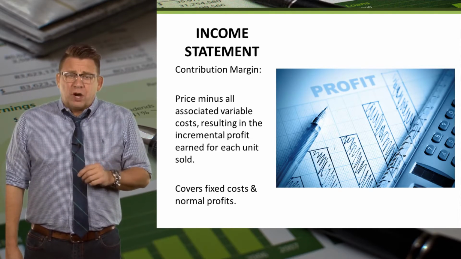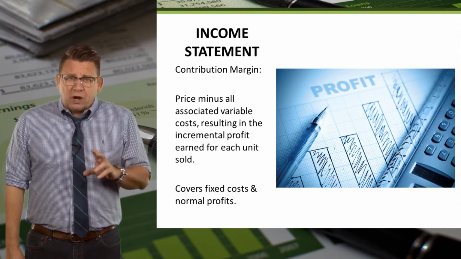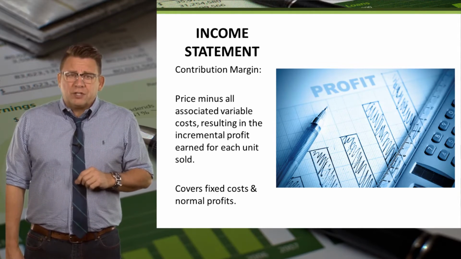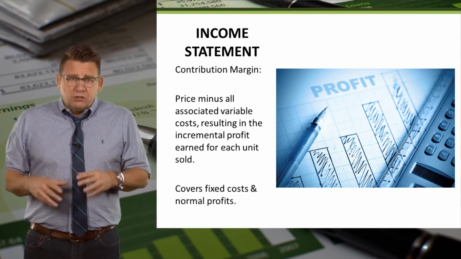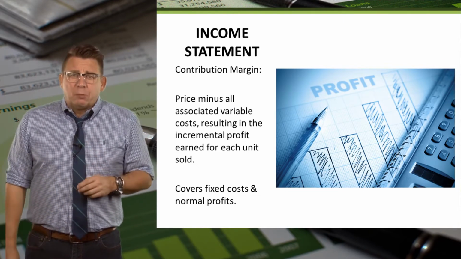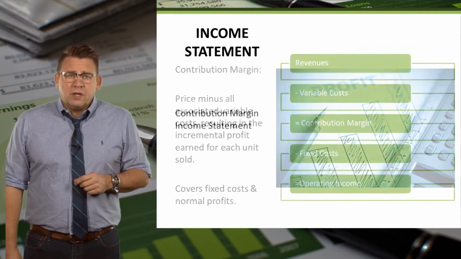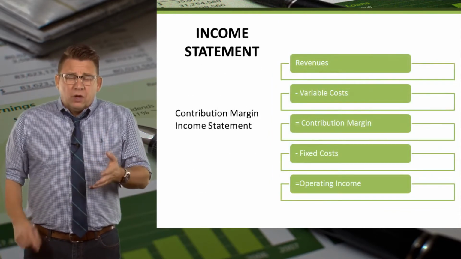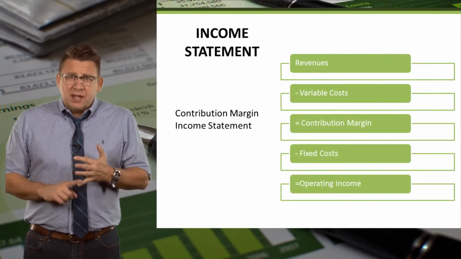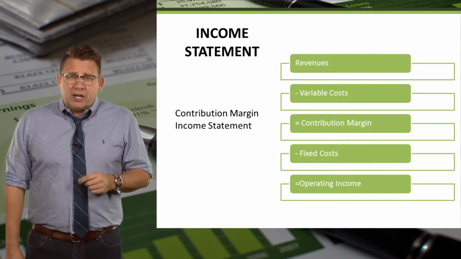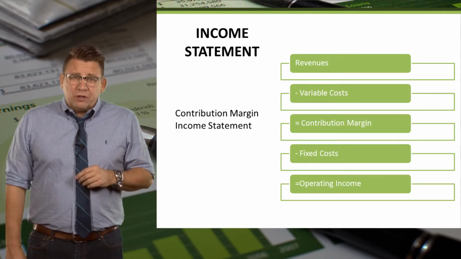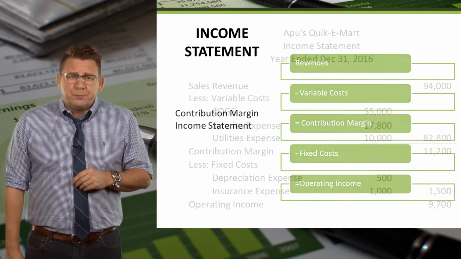Thus, contribution margin is the incremental profit earned on each unit sold. Contribution margin then is used to cover fixed costs and normal profits. So from contribution margin, we subtract fixed costs, and that equals our operating income. This is the same operating income that we have when we use the multi-step format.